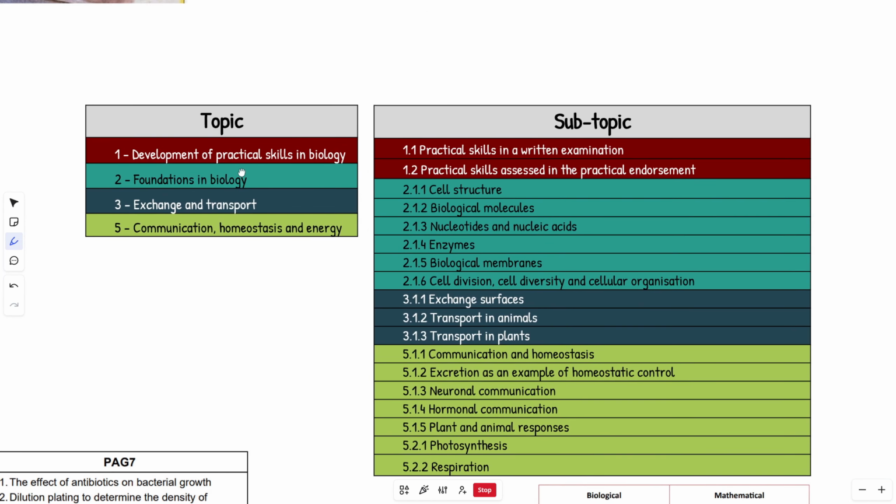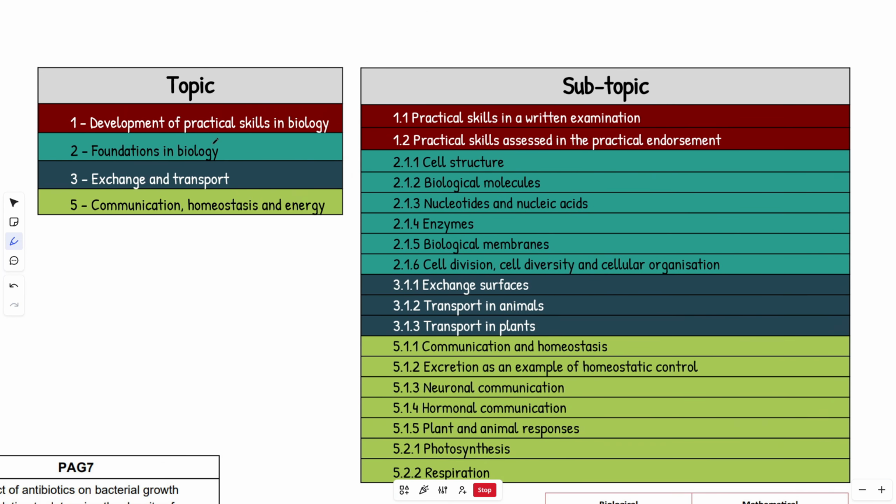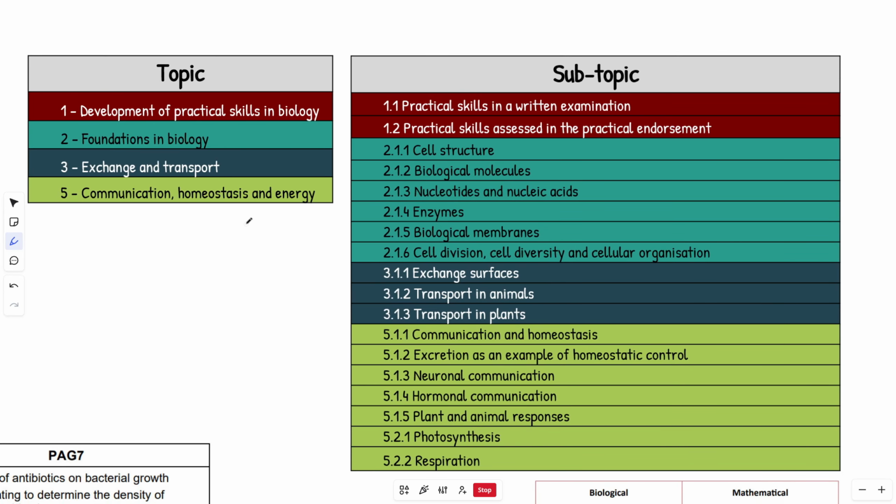First up, this is just a list of the topics and subtopics. If you don't have a clue what's going on, this is where you want to know what's going to come up in the papers. But most of you, like 90% of you, should be confident and know what's going to come up in each paper. You can take a screenshot of this so you can see what's coming up.